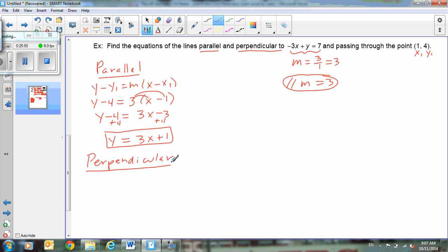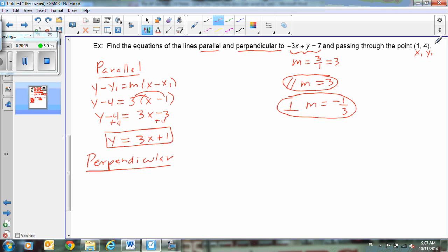Okay, so now let's go back to the line we were given. Its slope, remember, was positive 3. So the slope of a line perpendicular to that would be the opposite reciprocal. Remember, 3 is the same thing as 3 over 1, so its opposite reciprocal would be negative 1/3. Remember, you do two things. You take the reciprocal, you flip the fraction over, and you change the sign. So there's our perpendicular slope.